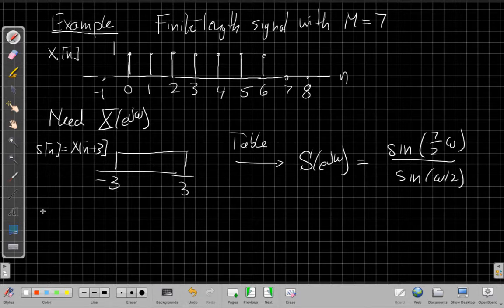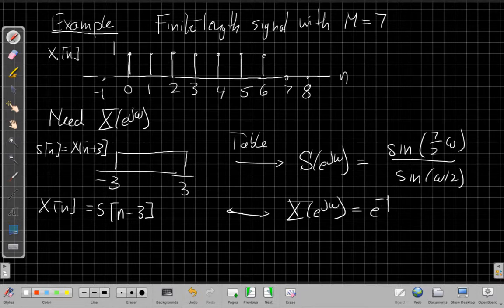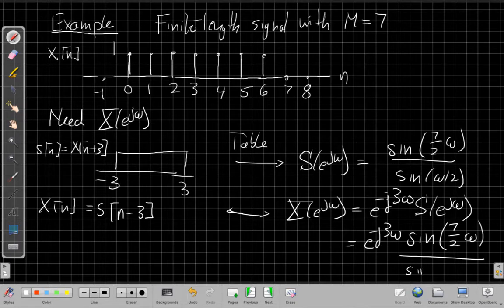And so we're saying the X of n we want is this signal S of n shifted 3 to the right. That tells us that the X of e to the j omega we're interested in would be multiplied by a complex exponential. If we're shifting by 3, we'd have e to the minus j 3 omega times S of e to the j omega. I can plug those in and get that this will be e to the minus j 3 omega times this discrete time sinc function, so sine of 7 halves omega over sine of omega over 2. So this is the Fourier transform.